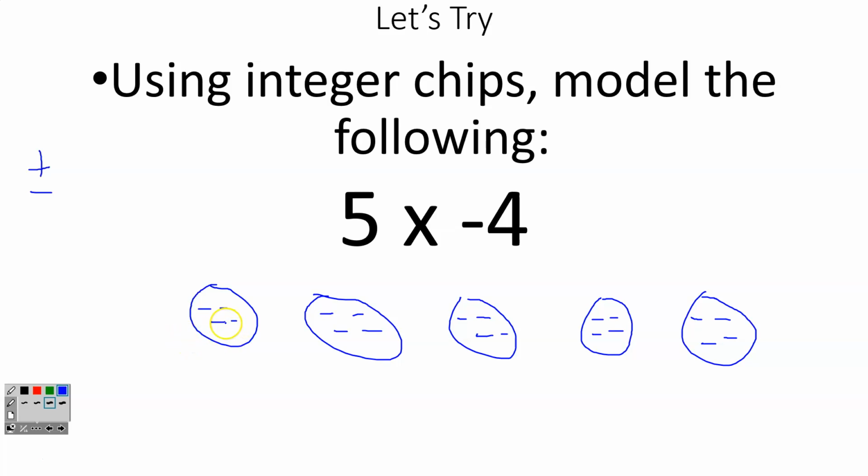So now at this point, all I do is just count them. 1, 2, 3, 4, 5, 6, 7, 8, 9, 10, 11, 12, 13, 14, 15, 16, 17, 18, 19, and 20. So my answer is going to be I have 20 negatives, or a negative 20. If I were to do this on a number line, it just means that I would make 5 jumps of negative 4. But we'll cover that a little bit later.